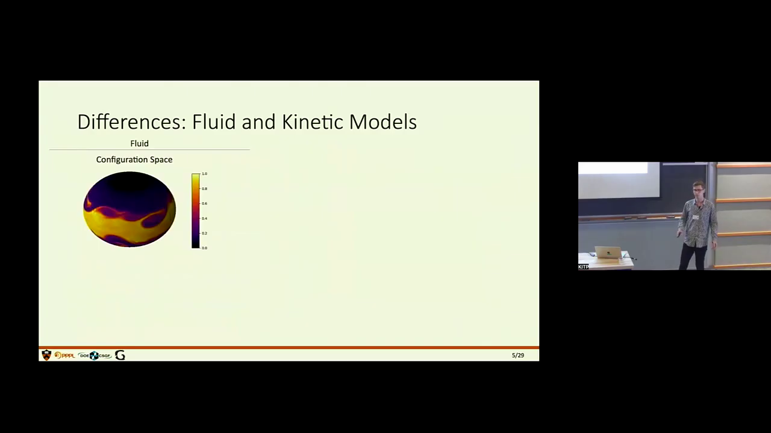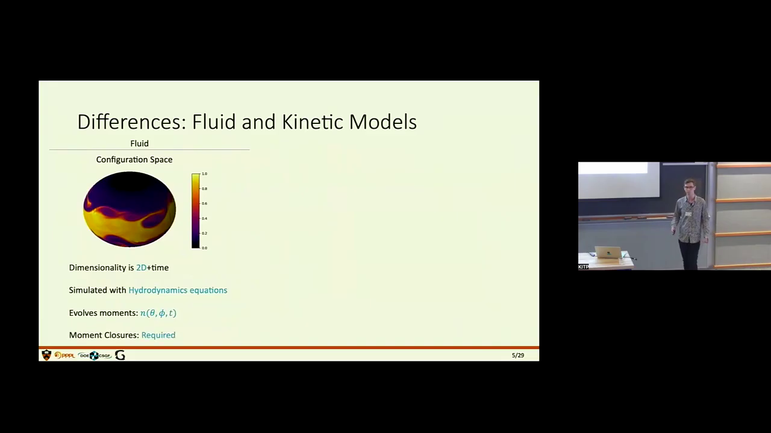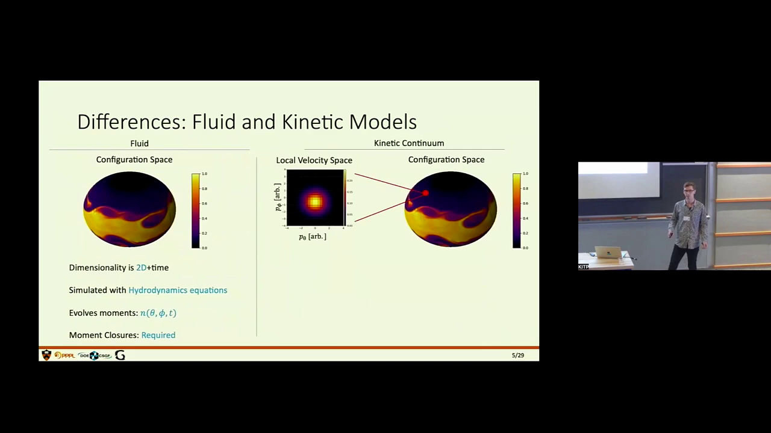So I want to start with the differences for an example problem of Kelvin-Helmholtz instability on the surface of a sphere. Here you have a configuration space and you want to solve it potentially with fluid dynamics. This is going to be a 2D plus time problem where you evolve the hydrodynamics equations, moments, densities, velocity, and temperature, and so on. And ultimately you truncate this with a closure. And on the right, the kinetic continuum approach.